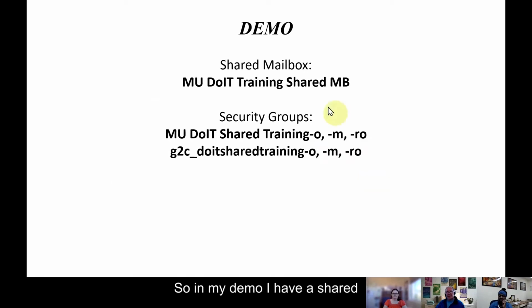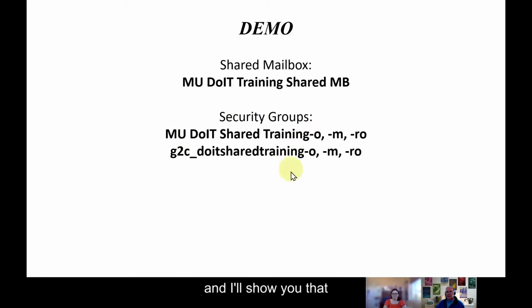So in my demo, I have a shared mailbox already set up called the MU DoIT Training Shared MB. I just put that on there so I know it's a mailbox. And I have a security group called this, and I've set up three of them, one for the owners, the modifiers, and the read-only, okay? On the back end, when we create these groups, we get these funny looking security group names here, but the display name you'll see in Outlook will be like this, and I'll show you that.